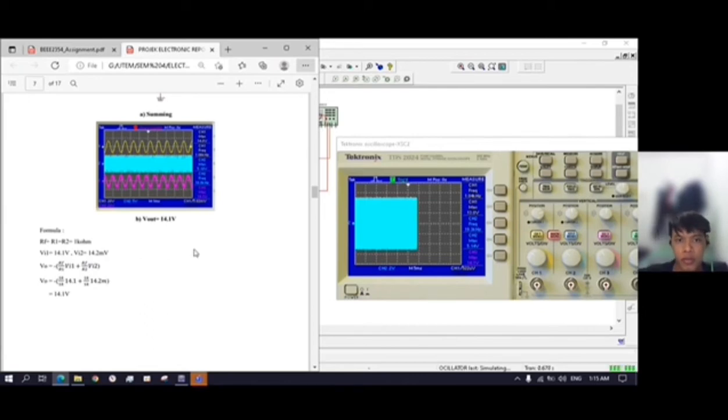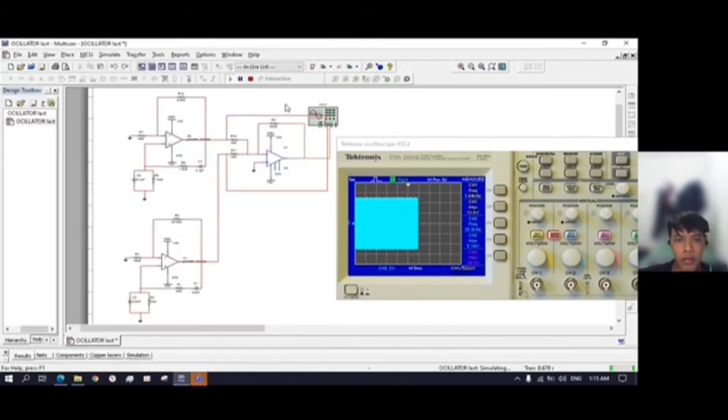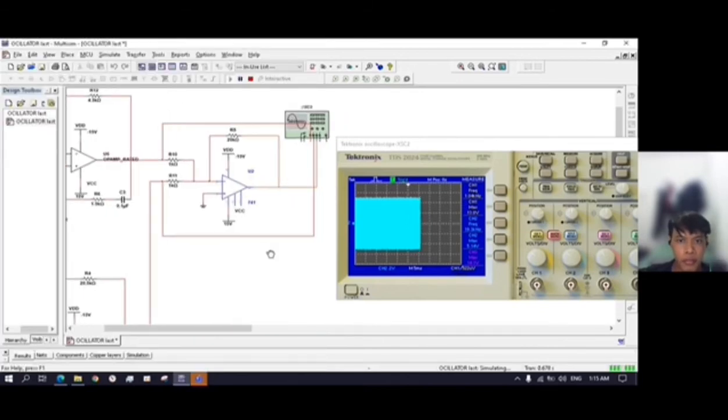So we construct the circuit. This is the circuit for the summing. This is the resistor for R1, the resistor for oscillator 1, and this is the resistor for oscillator 2. And then we will get the value of the output. After summing oscillator 1 and oscillator 2, we get 14.1.